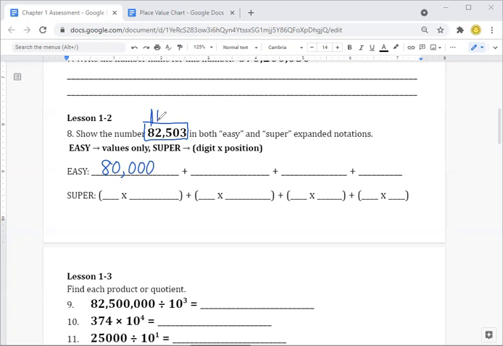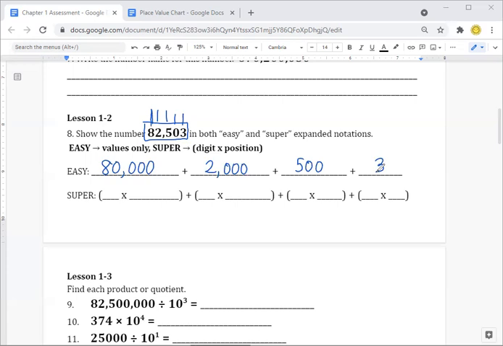Plus, now look at the 2. What is the 2 worth? It's sitting in the 1,000 spot, so it's worth 2,000. Plus, what's that 5 worth? It's sitting in the 100 spot, so it's worth 500. Nothing to say about that 0. It doesn't have any value, so we just move on. And where's the 3 sitting? It's in the 1s position, so we just put a 3.